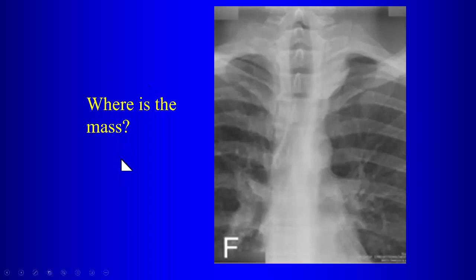So one of our favorite games in chest is where is the mass? So where is the mass? First of all, on the chest radiograph, left above the clavicle. So up here, here's the mass, right? So is this mass anterior or posteriorly located? Close. How do we know?